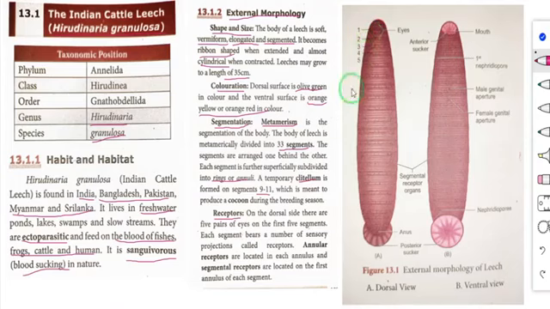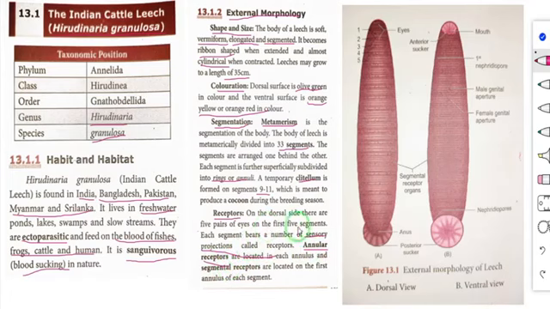Okay, totally 5 pairs. Each segment bears a number of sensory projections called receptors. Where are they located? Annular receptors are located in each annulus, and segmental receptors are located on the first annulus of each segment. So there are 2 types of receptors, annular receptors and the segmental receptors.